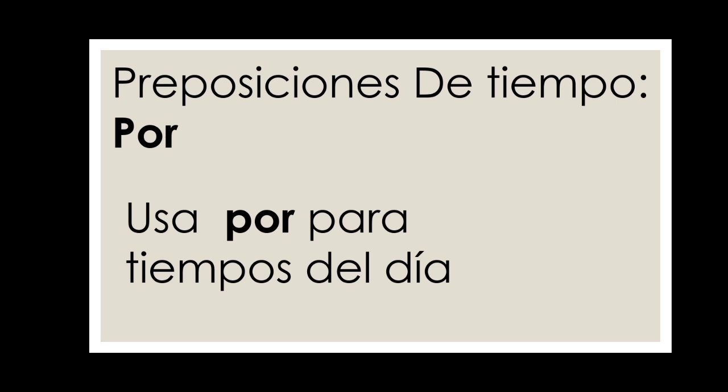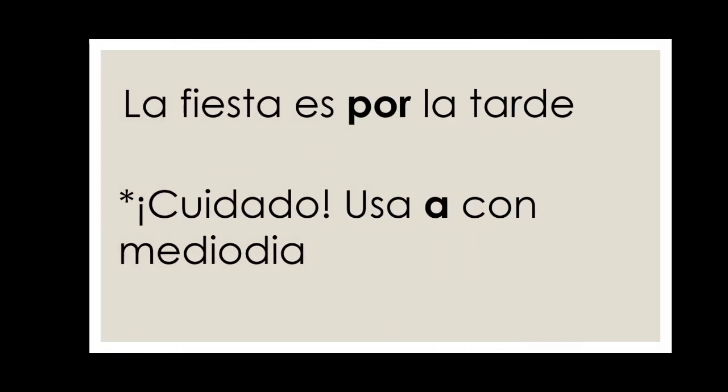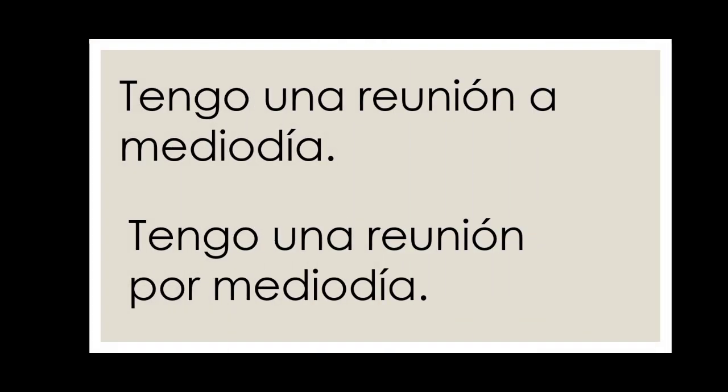Preposiciones de tiempo: por. So we use por, which means for or during, by. Tiempo del día, time of day. As we all know, por is often used to refer to a general period of time, like during or around a certain time, and it can also express duration, like por la mañana, por la tarde, por 3 horas, por el verano, etc. La fiesta es por la tarde. Cuidado, usa a con mediodía. So we use a with mediodía. A mediodía means at noon, and por mediodía means around that time. Tengo una reunión a mediodía.